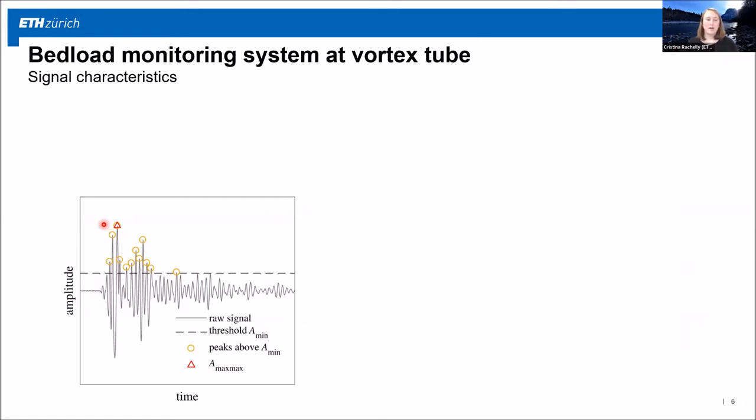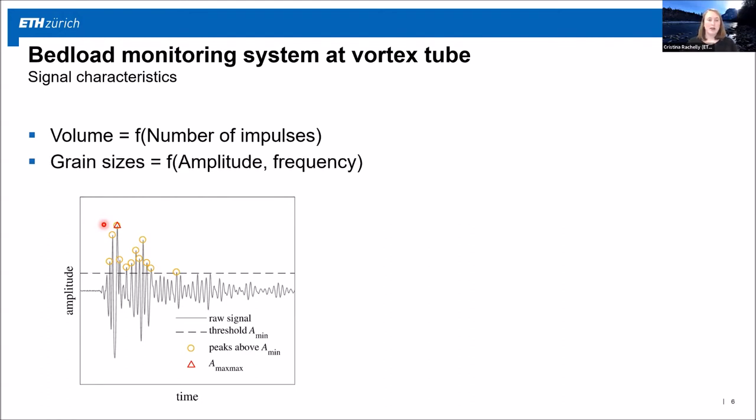And from other studies on bedload monitoring, we knew that there are two main relations, namely that the transported volume or mass is a function of the number of impulses that you count, and the transported grain size is a function of the amplitude and frequency of the signal. Now in this presentation, I can't show you everything, but I'm going to focus on this relation between grain sizes and the amplitude.